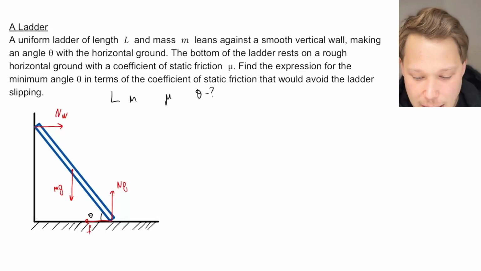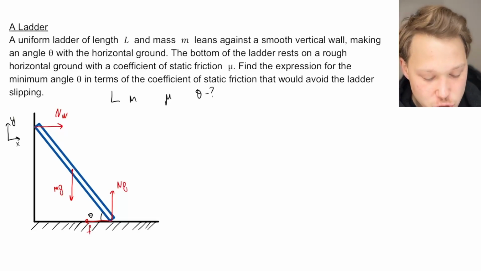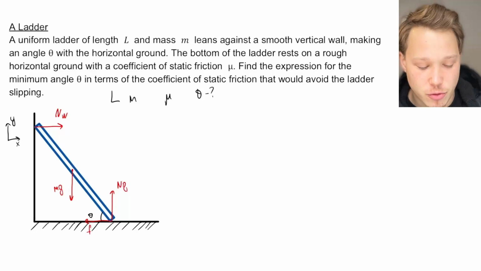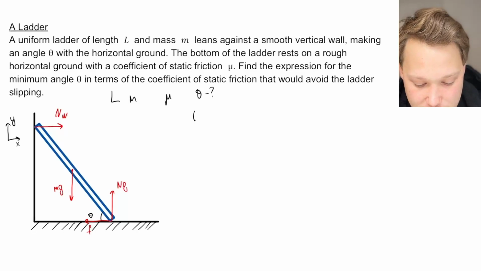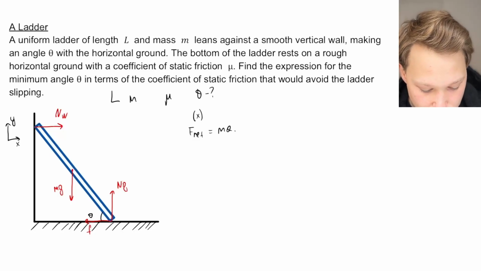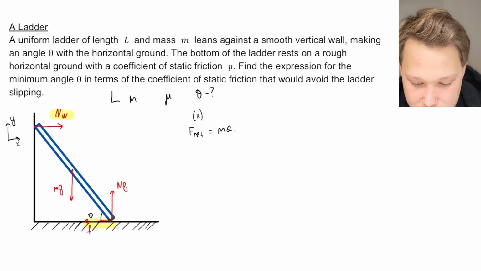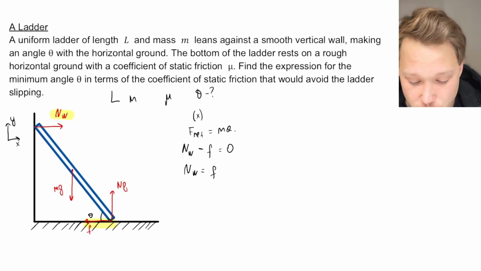Great. Now let's write down, this would be our horizontal axis, left and right, and our vertical would be up and down. So let's write down Newton's second law in the x direction. Which forces are horizontal? In this case, it's going to be this force F and this force N. N is to the right and F is to the left, and they're equal to 0 because this ladder is not accelerating. So N of the wall is equal to the force of friction.